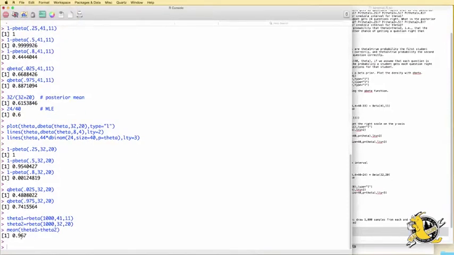So we can see here our empirical probability came out to be 0.967. So the probability is close to 1, but not completely certain that theta 1 is greater than theta 2.